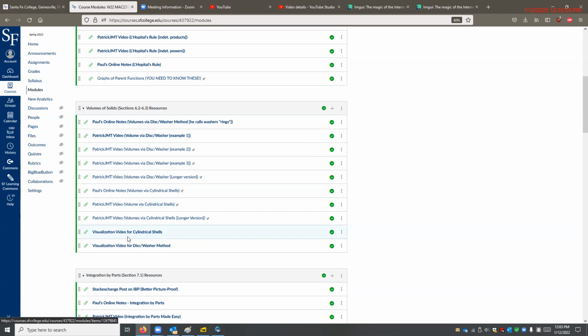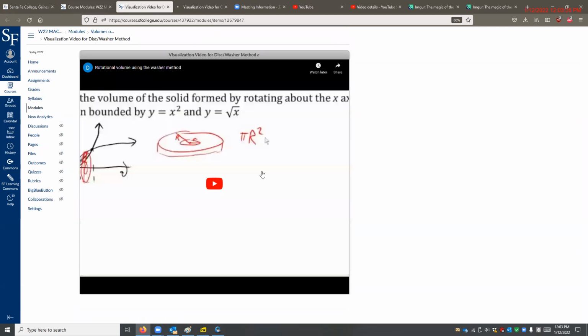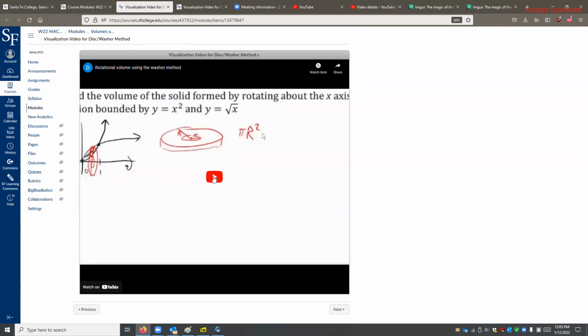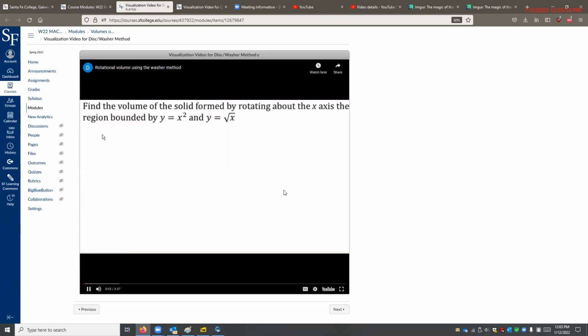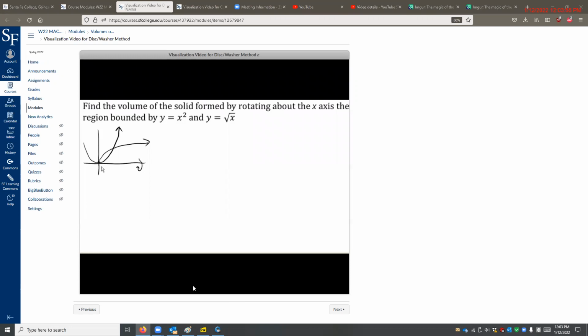The thing I want to show you right now is how you can think of these big solids as being a bunch of these little objects stacked up. So here's an example for the disc washer method. I'm just going to show you a few seconds of this. Okay, we want to find the volume of the solid formed by rotating around the x-axis the region formed by x equals 1. So we're talking about this tiny little region here. We're going to rotate it around the x-axis.